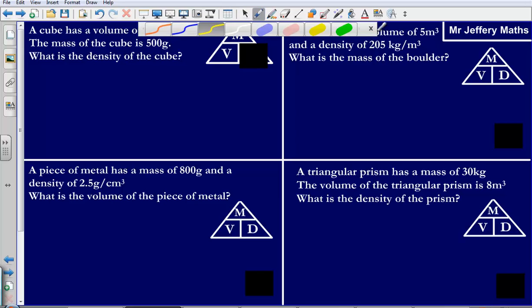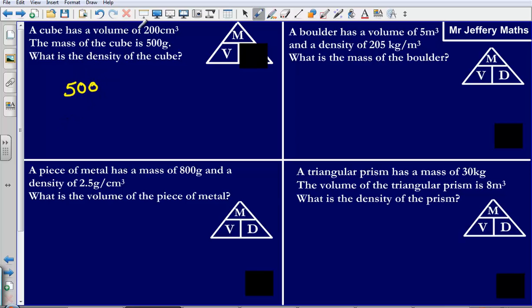That means that what I need to do is the mass, and then it's going to be divided by, because they're on different levels, so it's the mass divided by the volume. So my mass here is 500, my volume is 200, so I'm going to be doing 500 divided by 200. Now that gives me 2.5, but we're missing something here. We're missing a unit. 2.5 what?